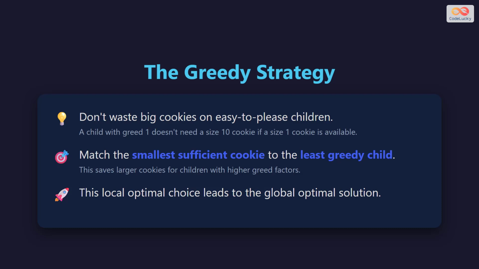So, how do we solve this efficiently? We use a greedy strategy. The core idea is not to waste large cookies on children who are easily satisfied. We should always try to match the smallest sufficient cookie to the child with the smallest greed factor. This leaves the larger cookies available for the greedier children.